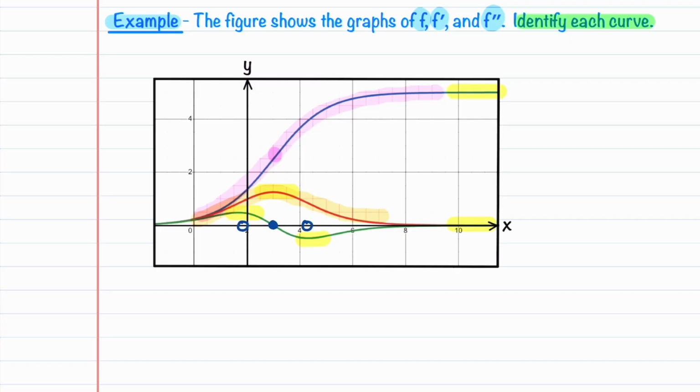We can now identify the curves. Our blue graph is going to be f. Our red graph is going to be f prime. And then our green graph is the derivative of the red graph, and it is f double prime.